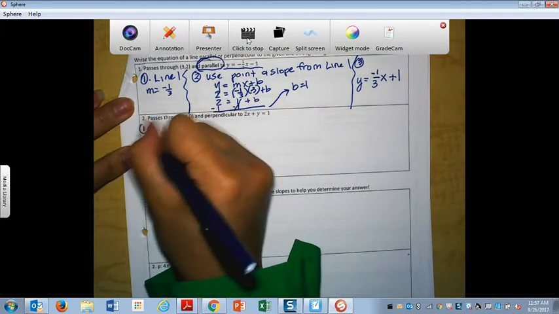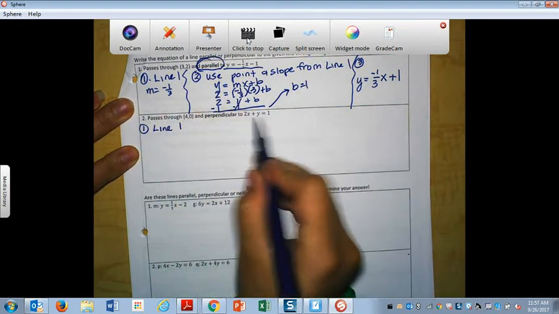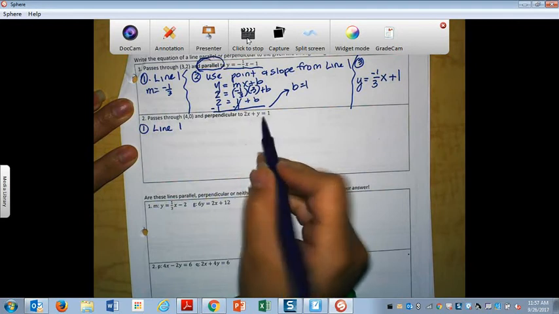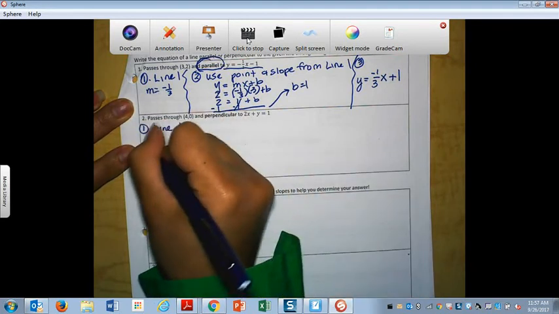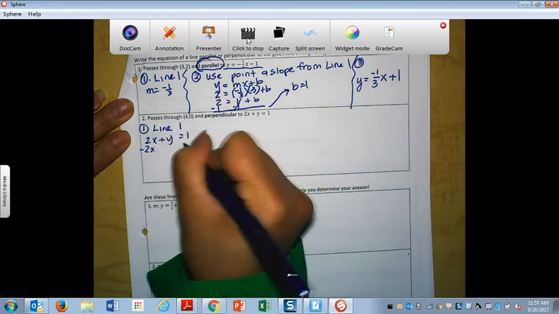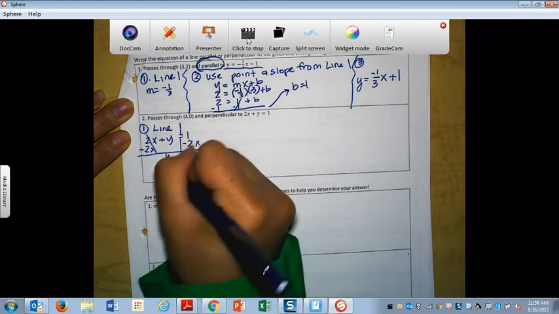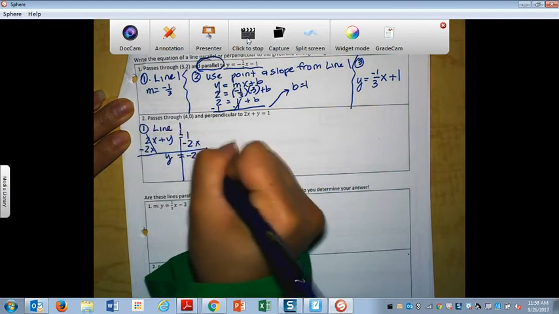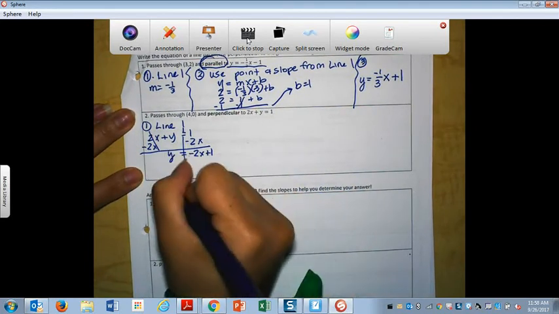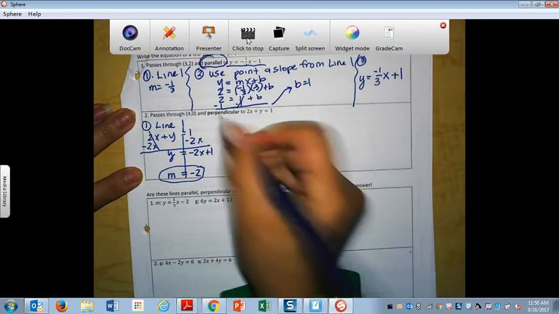Step 1, line 1. You have to make sure that things are in slope-intercept form, and this is in standard form, so we have to do some work. You have 2x plus y equals 1. So you're going to subtract 2x on both sides. y is now going to be negative 2x plus 1. Here is our slope-intercept form. You find out that m equals negative 2.